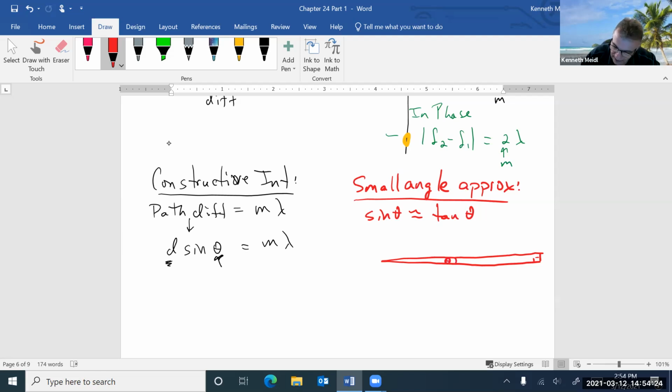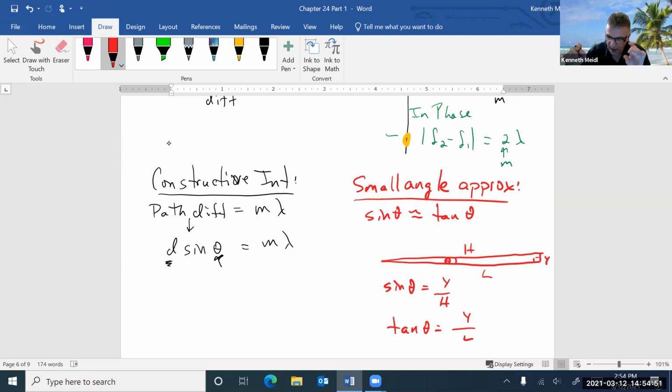Okay, the sine of that angle is y all over the hypotenuse, right? So the sine of that angle is y all over the hypotenuse. The tangent of that angle is the opposite all over the adjacent, which I'll call L, okay? But you can see that H and L are almost the same length.